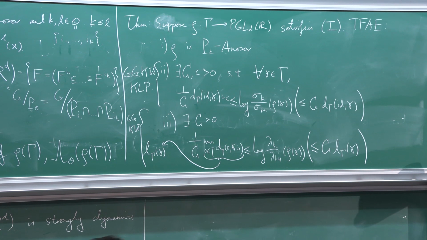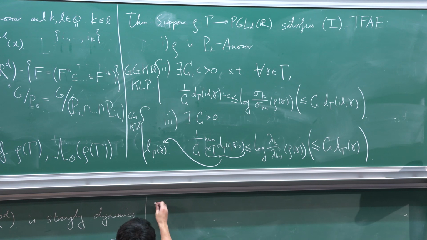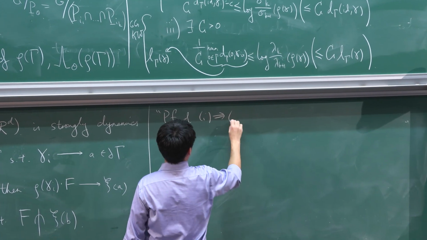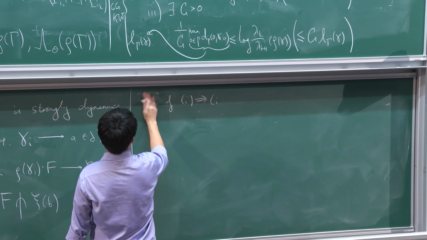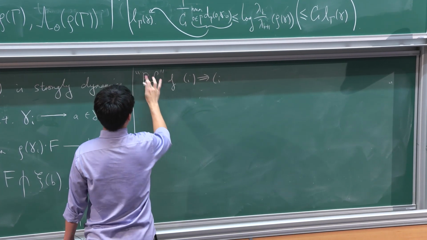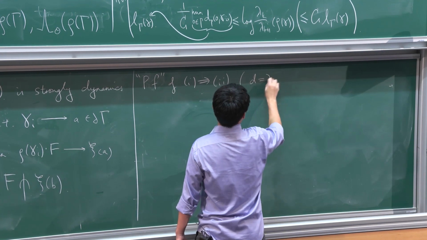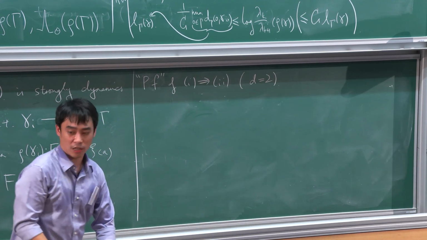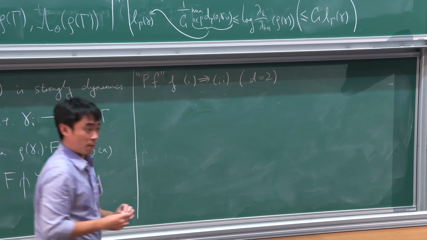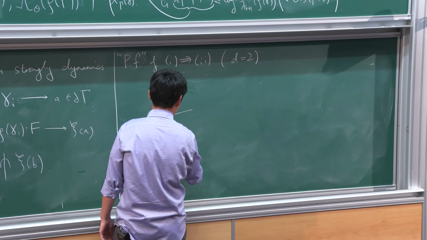I'm not going to write any words. A proof by picture, but I need to make some assumptions. So this is a proof, maybe of 1 implies 2, by picture. Maybe I won't say proof; maybe proof in parentheses. Because I want to draw pictures only, I'm going to assume that my d is 2. But once you understand this, I don't think it's that much harder to do it for higher dimensions as well.